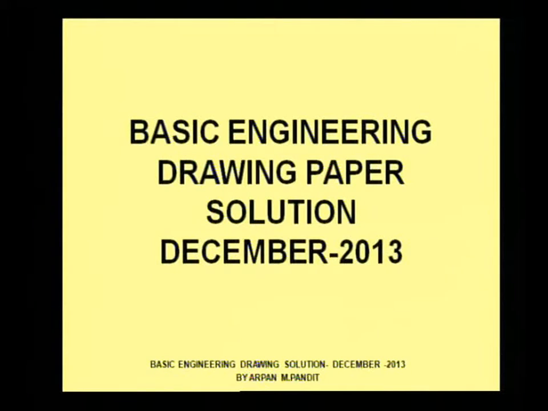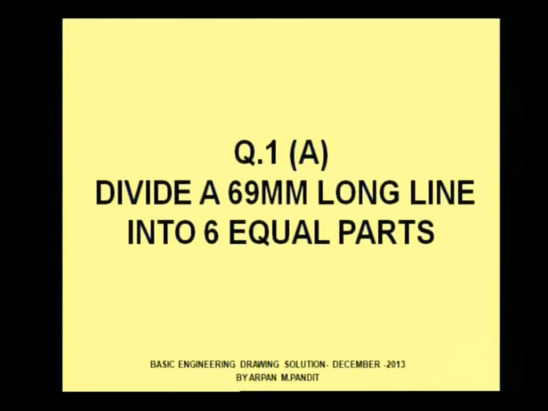We will see the step by step procedure of how we can solve the problems given in the paper. Let's have a look at question number 1. The question is, we need to divide a 69 mm long line into 6 equal parts.